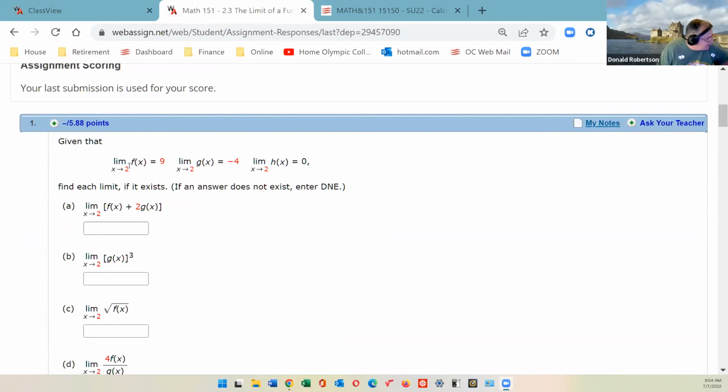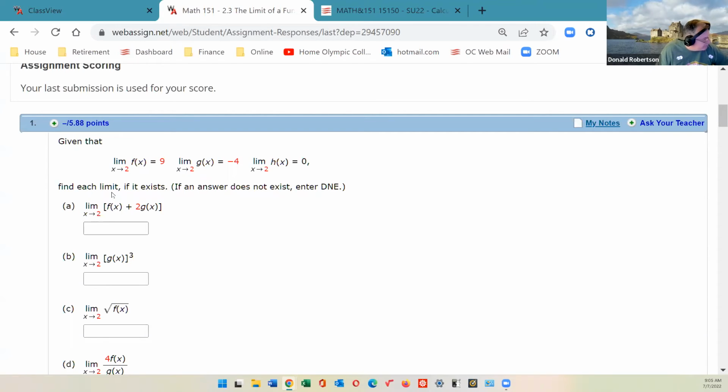says that the limit as x tends to 2 of a function is 9. The limit as x tends to 2 of a different function, g, is -4. And the limit as x tends to 2 of a third function, h of x, is 0. So we are told what the values of these 3 limits are. And allegedly, and the answer is yes, you can, we should be able to find the value of these guys.